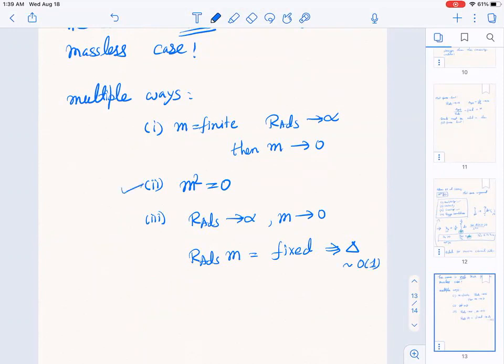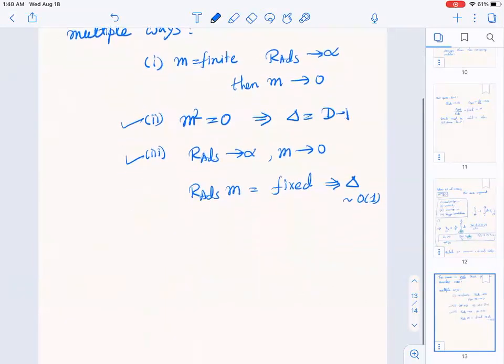So these two cases, the first case is kind of trivial and it's basically the same as the previous case. The next two cases are very interesting. So this is basically delta equals d minus 1. But that's the dimension of the CFT. So now what happens for these two cases?